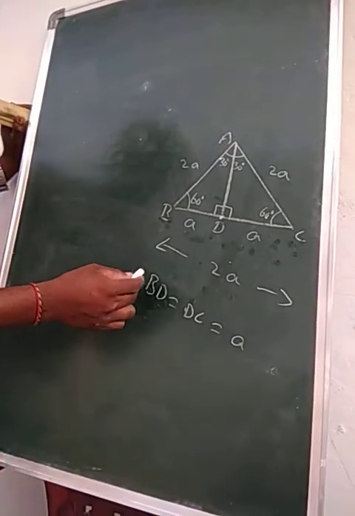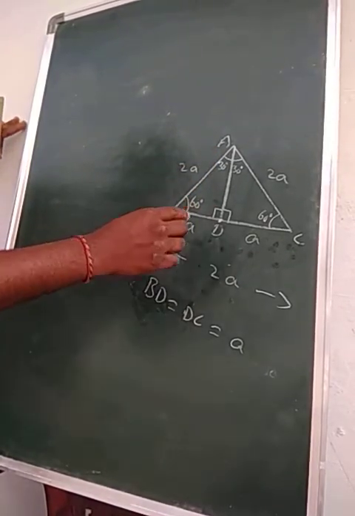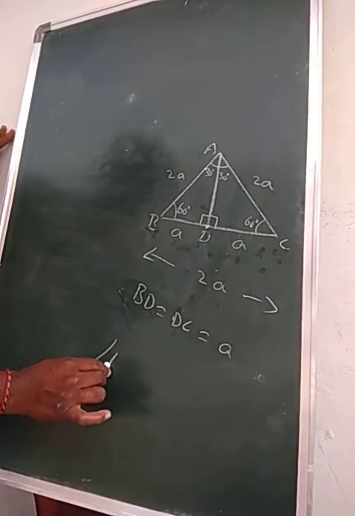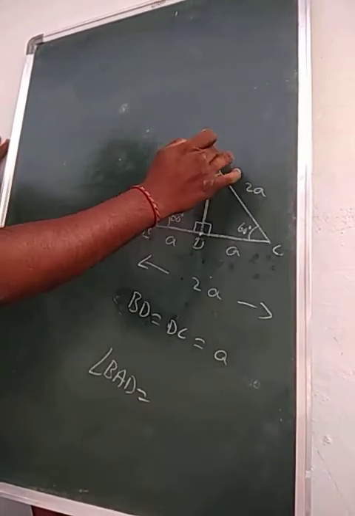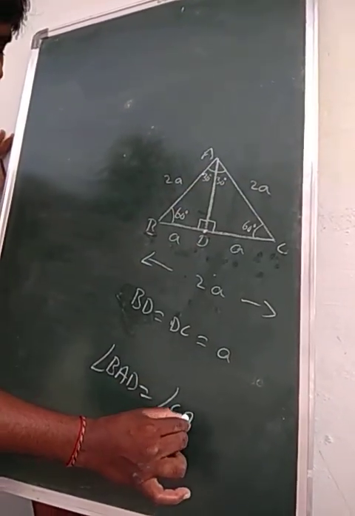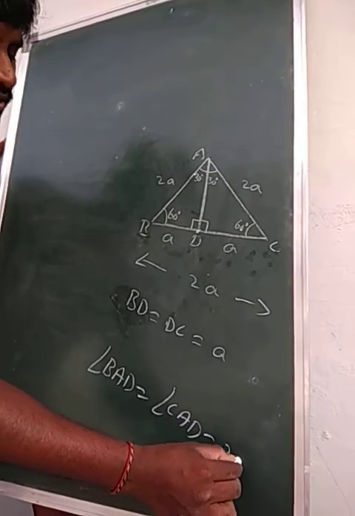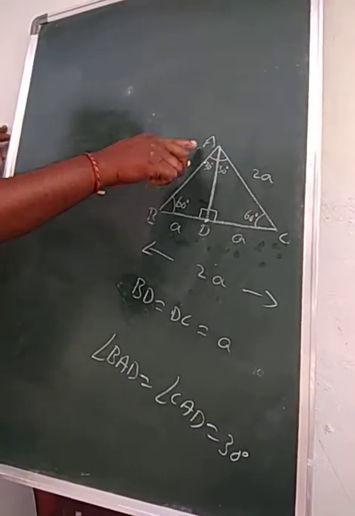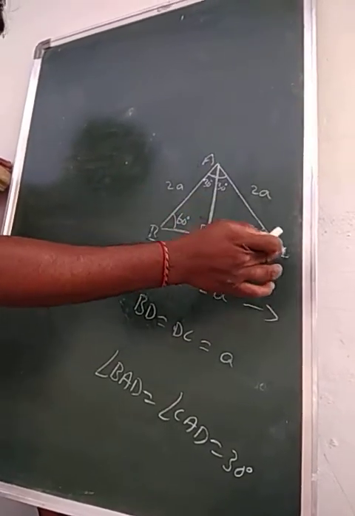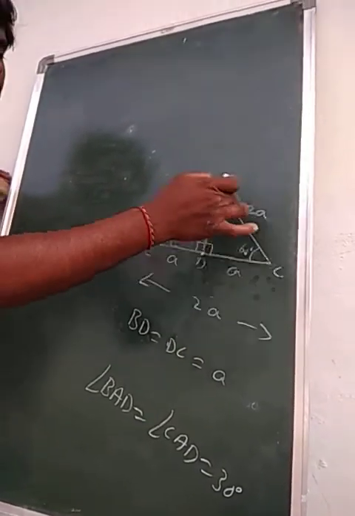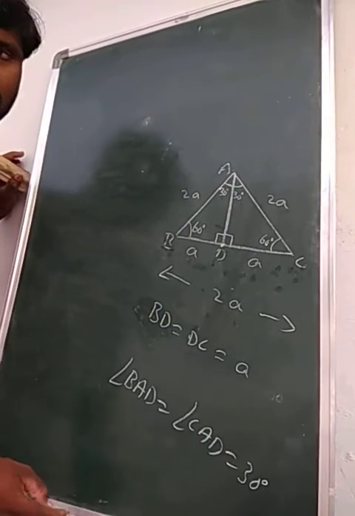Now clearly angle BAD is equal to angle CAD is equal to 30 degrees. So angle BAD is 30 degrees, and angle CAD is equal to 30 degrees.